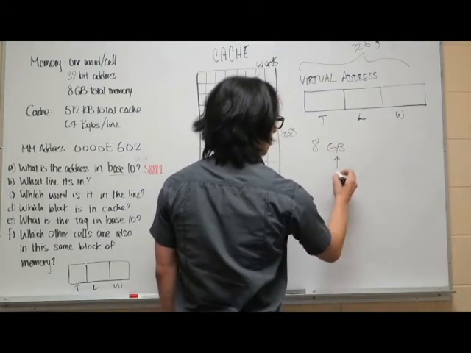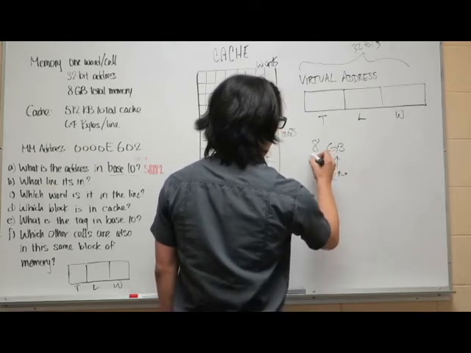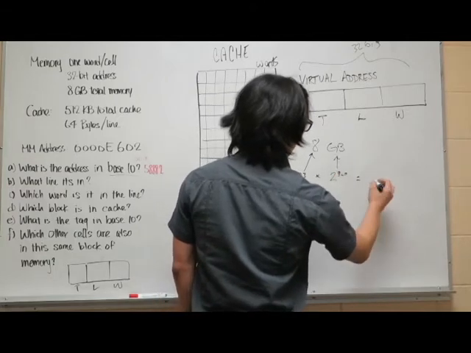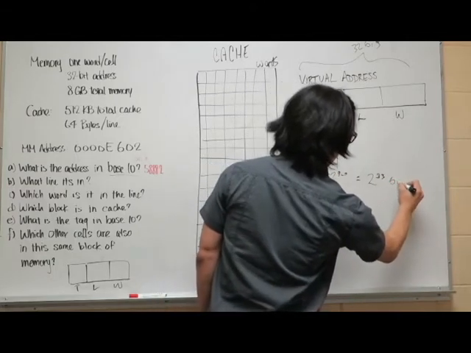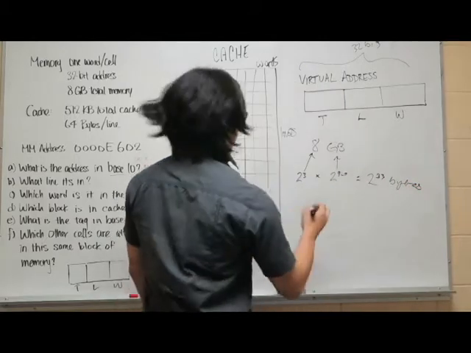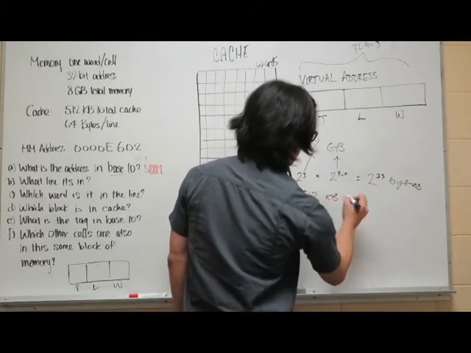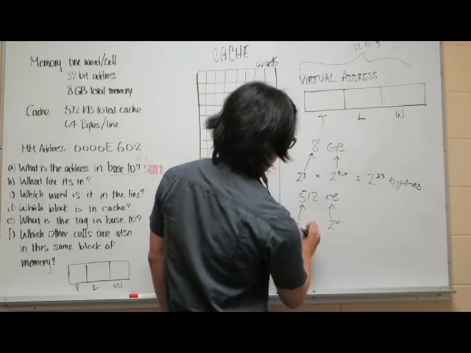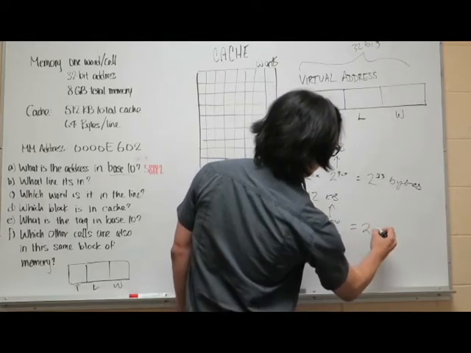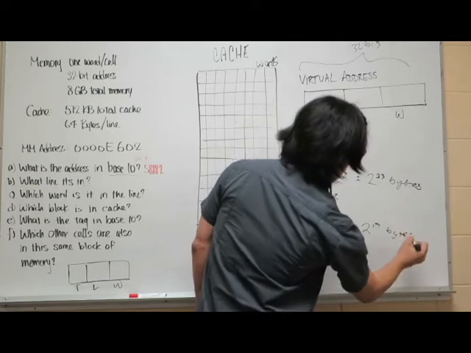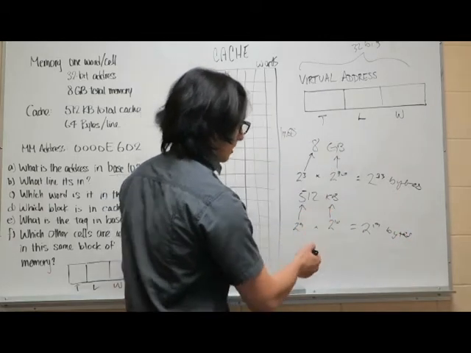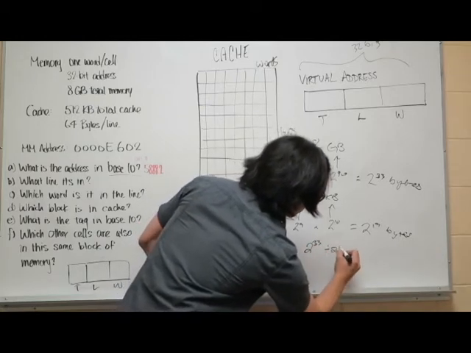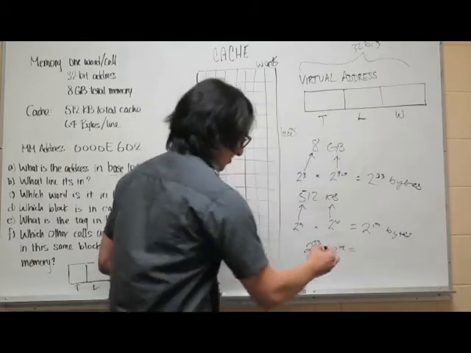We know a gigabyte is equal to 2 to the 30 bytes, and 8 is 2 to the 3. We multiply those together, and we get 8 gigabytes is equal to 2 to the 33 bytes. And we have 512 kilobytes of cache. We know that a kilobyte is 2 to the 10, and 512 is 2 to the 9. Multiply those together, and we end up with 2 to the 19 bytes. Then to figure out how many memories fit into cache at any time, we've got 2 to the 33 divided by 2 to the 19, which equals 2 to the 14.